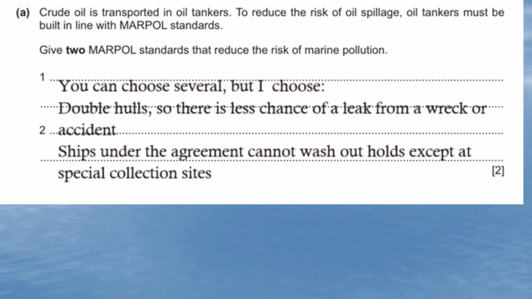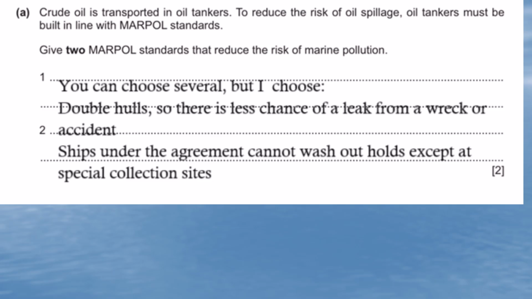Okay, so here in question 3, we start with the MARPOL rules. And MARPOL rules are the rules to avoid pollution from tankers. And they ask you to give 2 MARPOL standards that reduce the risk of marine pollution. And there's several you can choose. But I have chosen double hulls, so there's less chance of a leak from a wreck or accident.